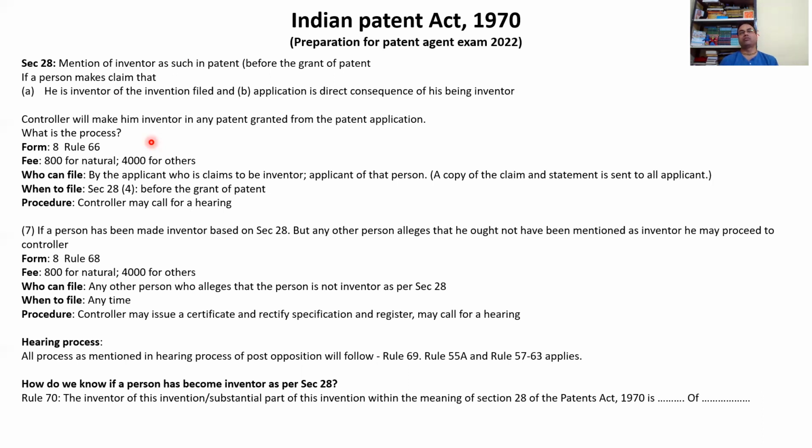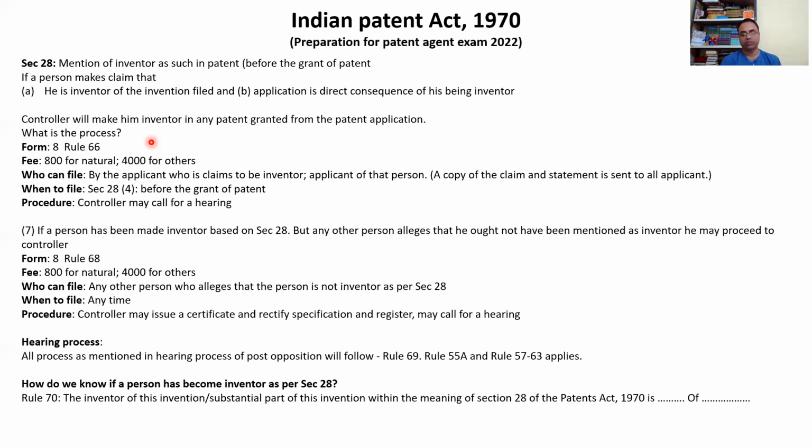For example, if there are 5 people and a 6th one wants to be included as an inventor, then notice will be given to all the 5 people that the 6th person wants to be an inventor. And when to file? Section 28(4) says before the grant of patent. So this section comes before the grant of patent. As for procedure, the controller may call for a hearing. You need to attend the hearing, and all the evidence and everything will be discussed.